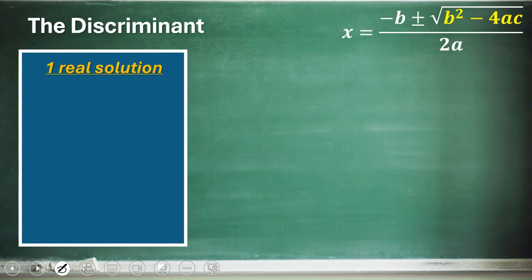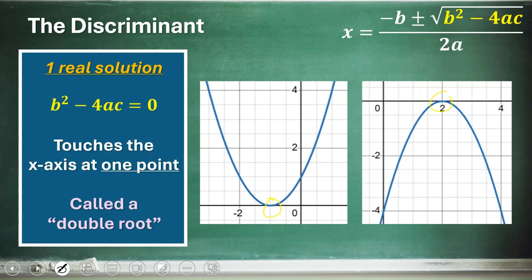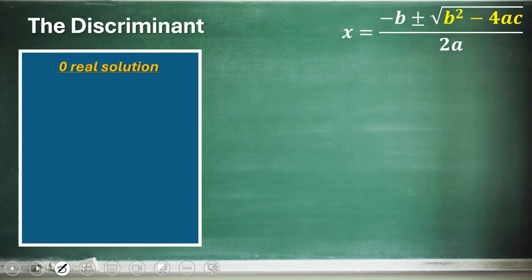We also have an option for one real solution. And here are the graphs of that. You're going to notice that we touch the x-axis. Our graph touches the x-axis in exactly 1 point. So in this case, the discriminant is equal to exactly 0. This graph is also called a double root or a repeated root because when you get your solution out, you get the same root twice.